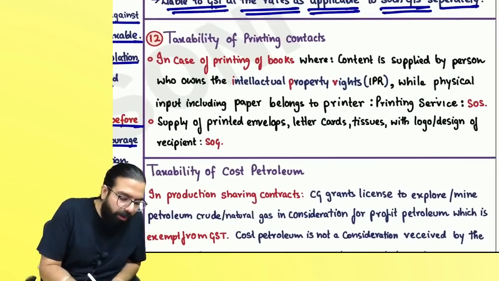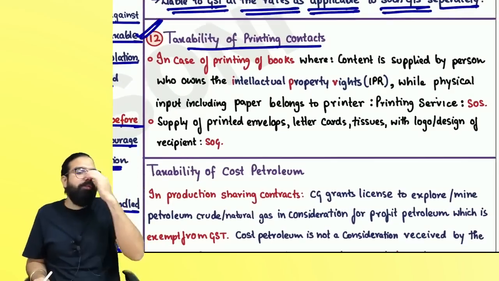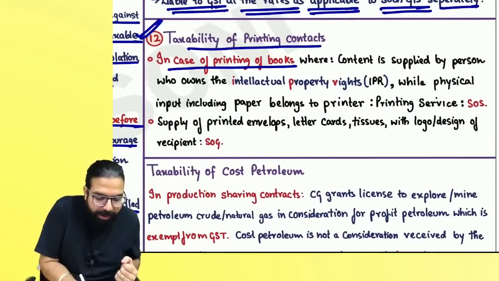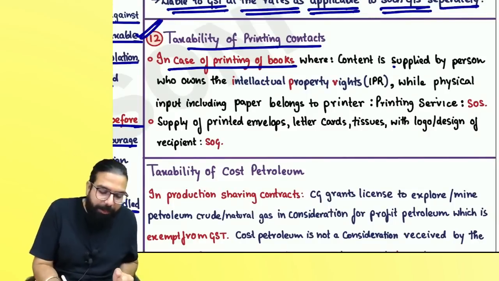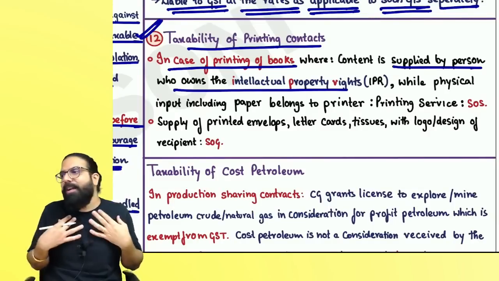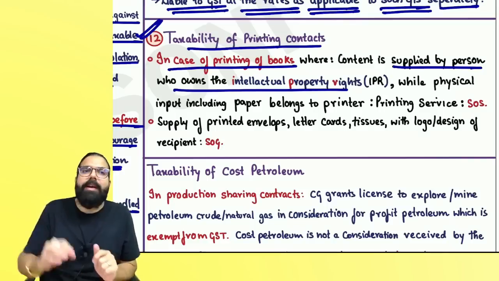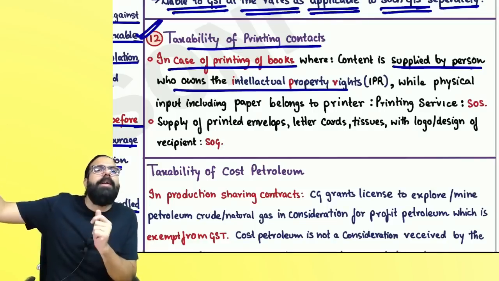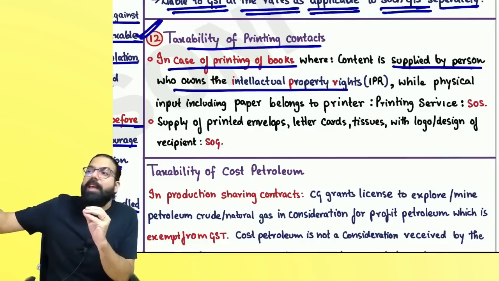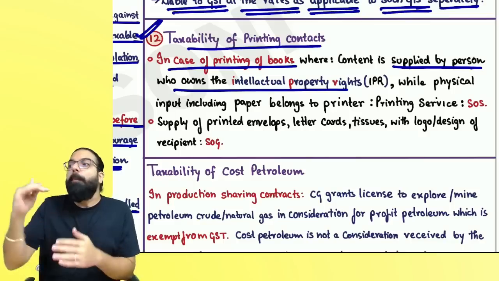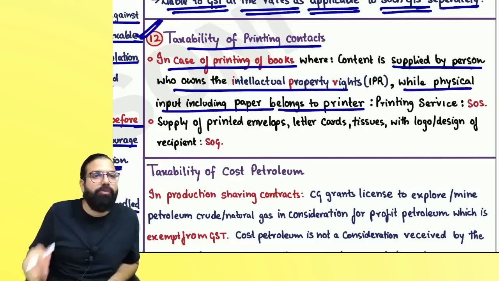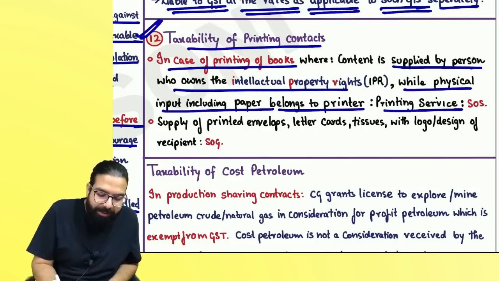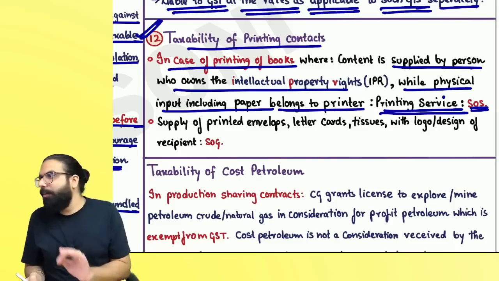The next one is taxability of printing contract. It says in case of a printing contract where the content is being supplied by the person who owns the IPR. I own the IPR of my book. I gave the content to my printer. The printer gave me printing service, and he also gave me paper, ink, etc. While the physical input including paper etc. belongs to the printer, principally what has he given me? Printing service, which is a supply of service. Are we clear, everyone?